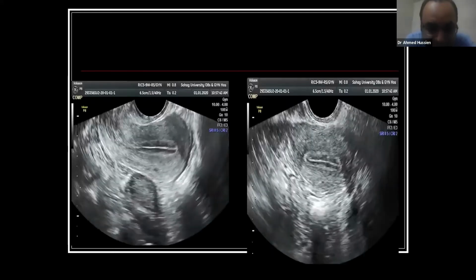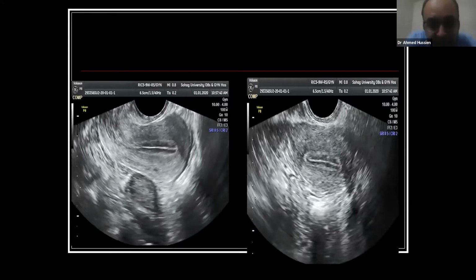Before talking about the abnormal, we talk about the normal. We evaluate the uterus in two planes by 2D ultrasound, the sagittal plane and the transverse plane. And in each plane, we evaluate the endometrium and the myometrium. The myometrium is symmetrical, homogeneous. The endometrium thickness and pattern. This is the normal picture of the endometrium in the pre-ovulatory phase.